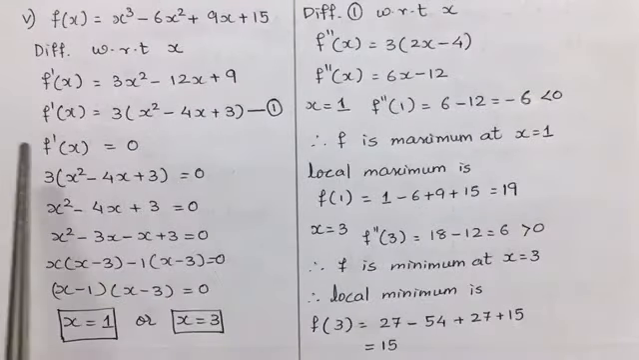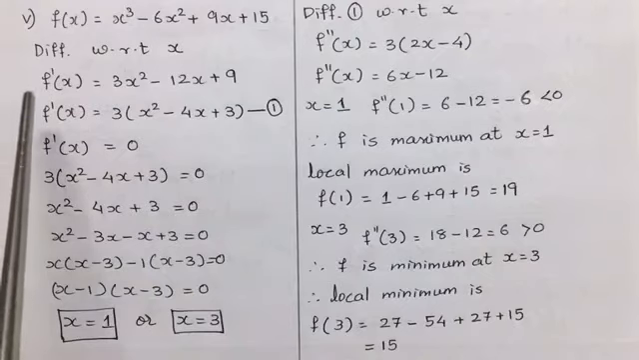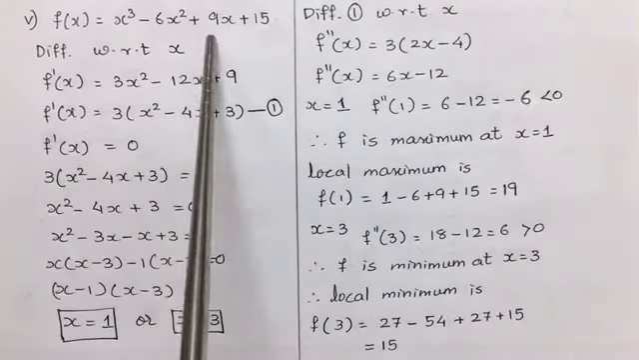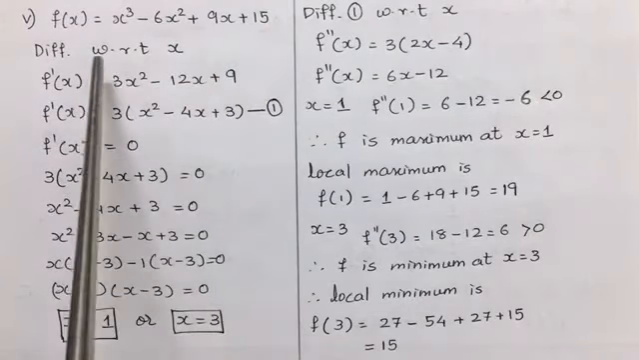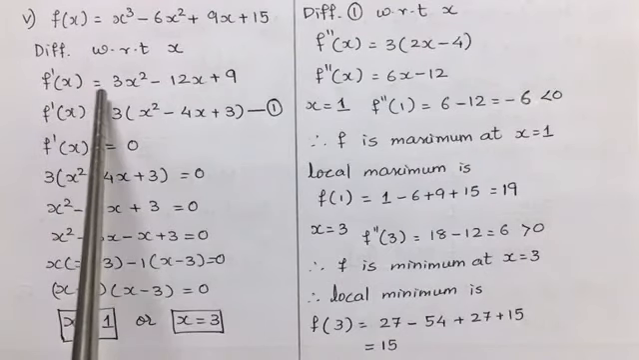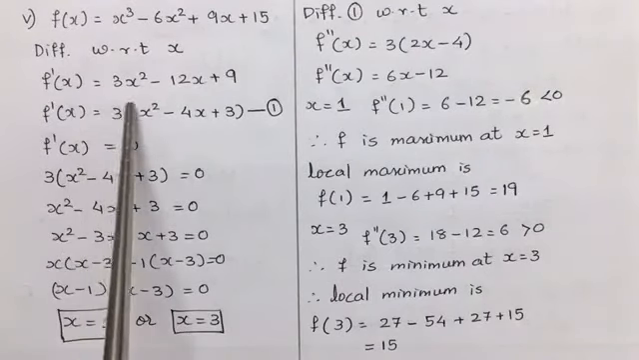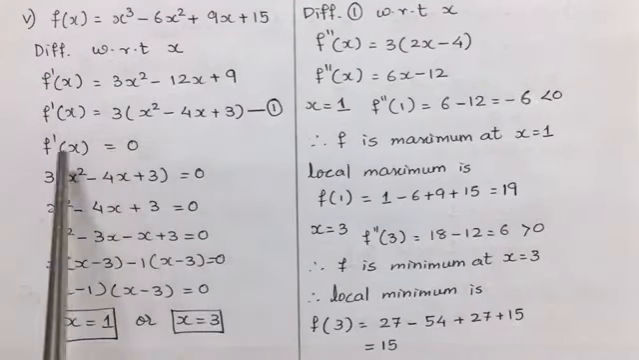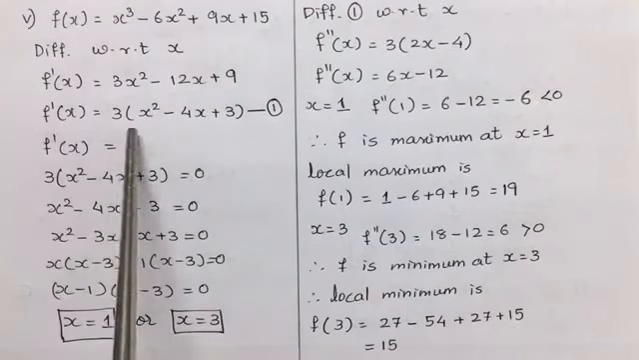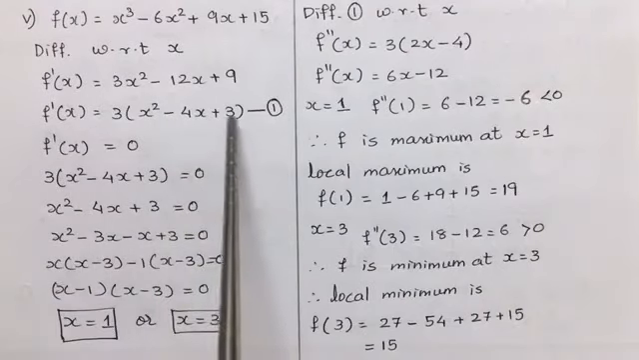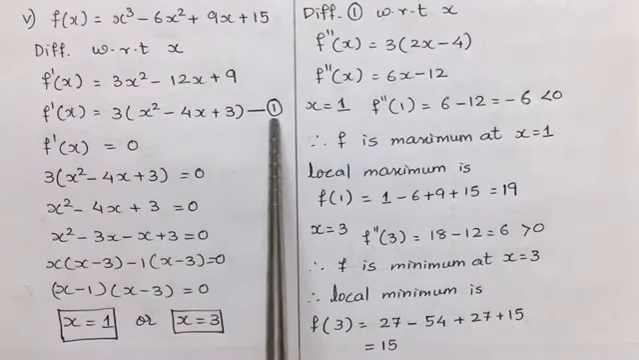Question number 5 of example number 3 is given as f(x) is equal to x cube minus 6x square plus 9x plus 15. Again taking up the same procedure of differentiating with respect to x, the first derivative we get is 3x square minus 12x plus 9. Taking 3 common, f dash x becomes 3 times x square minus 4x plus 3.